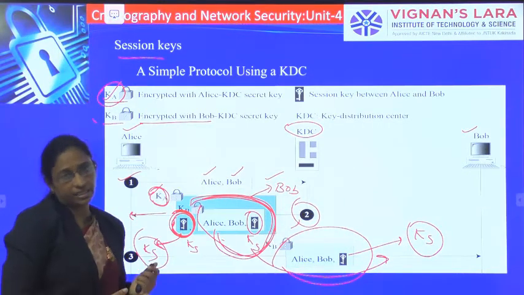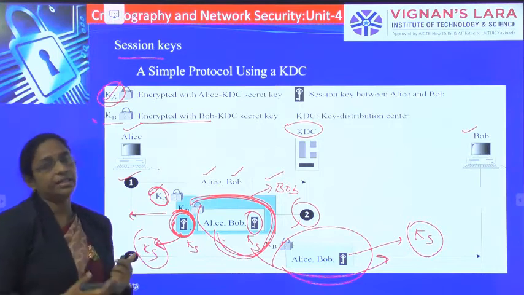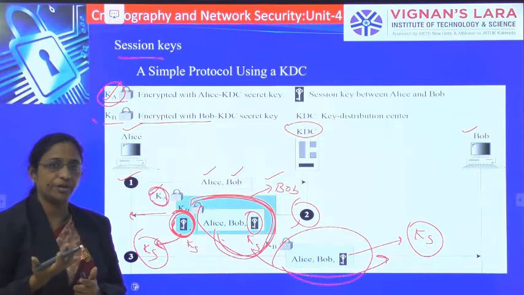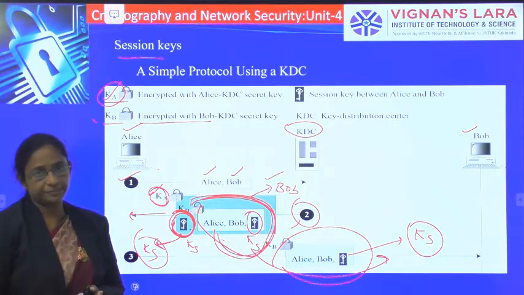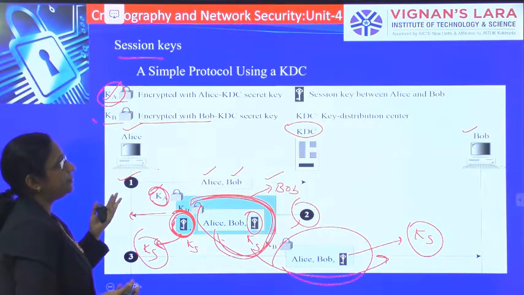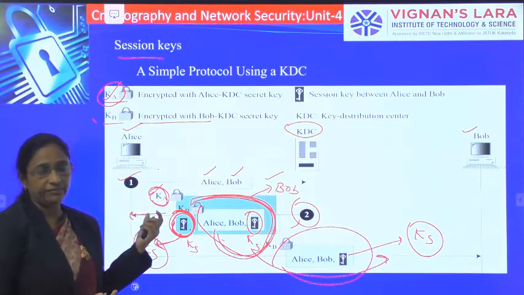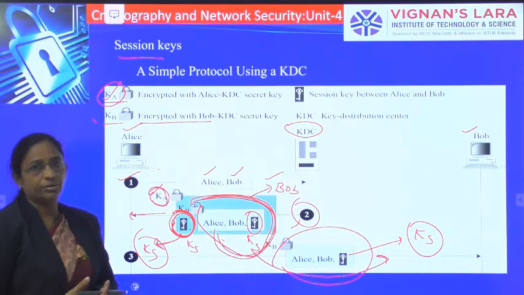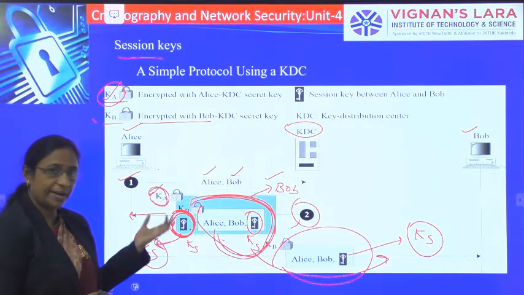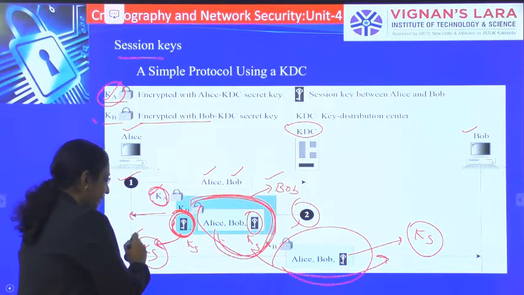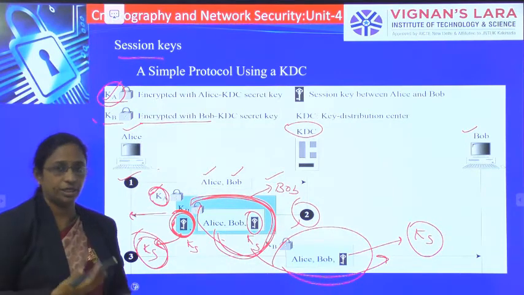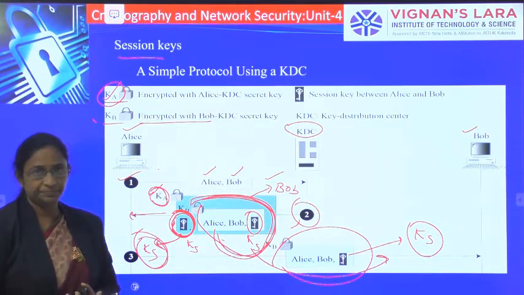By using this session key, they will be doing encryption and decryption and they can communicate in a secret manner. So that is the simple protocol using a KDC, where the key distribution center generates a session key, and by using that session key, both Alice and Bob can securely communicate with each other.